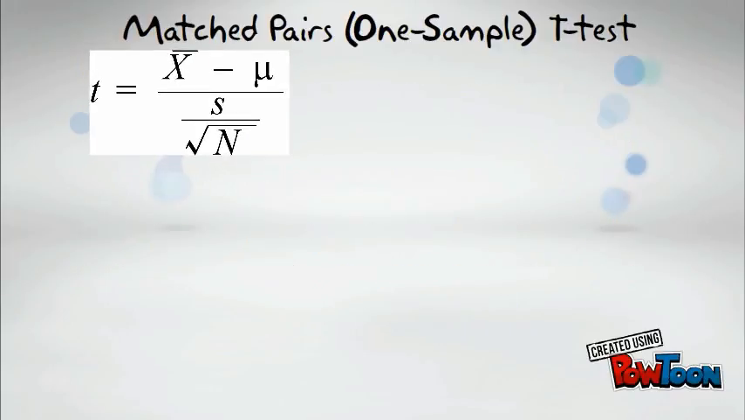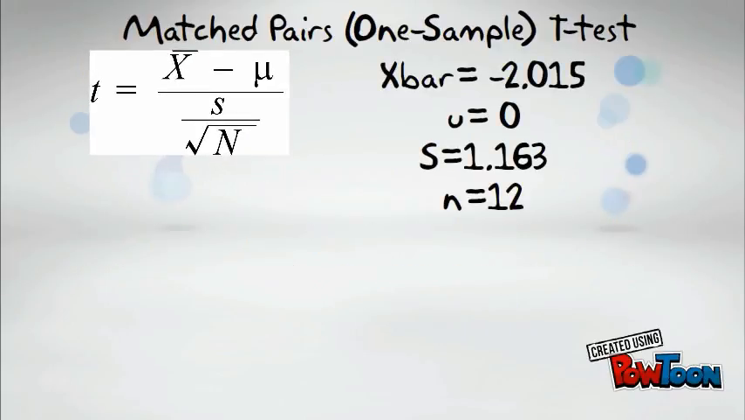This is a matched pairs one sample t-test using the variables of x bar equaling negative 2.015, mu equaling 0, the standard error equaling 1.163, and n equaling 12. We find a t-score of about negative 6.